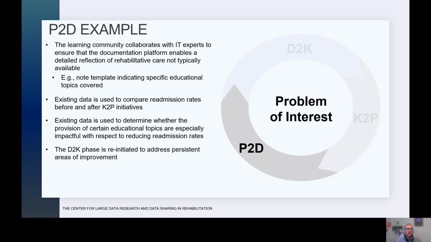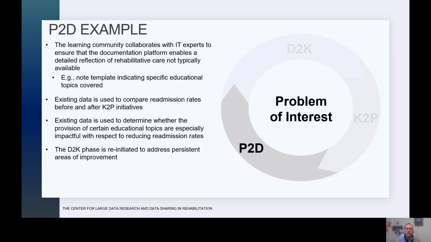And returning to that example, the learning community collaborates with IT experts to ensure that the documentation platform used enables a detailed reflection of rehabilitative care not typically available. So for example, maybe they develop a note template that captures the provision of specific educational topics covered during that rehabilitative care visit. So we can use existing data to compare readmission rates before and after those in-services are implemented. We can also use existing data to determine whether the provision of certain educational topics is especially impactful with respect to reducing readmission rates. Capturing this more detailed data helps us refine those practice recommendations.